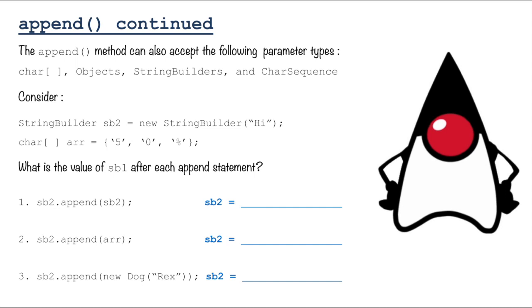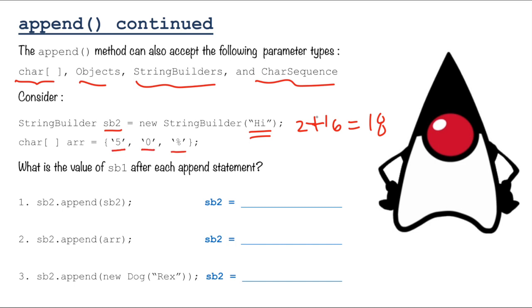So the append method can also accept character array types, object types, other StringBuilder types, and character sequence types. So we have an example here. StringBuilder SB2 is initialized with a string hi. So that is length 2 plus the 16 that we get at instantiation gives us a capacity of 18. And we have a character array, ARR, which holds the character 5, character 0, character percent sign. Notice they're all in single quotes because they're characters.